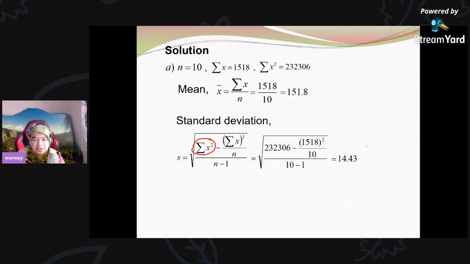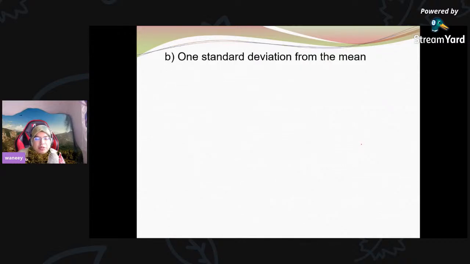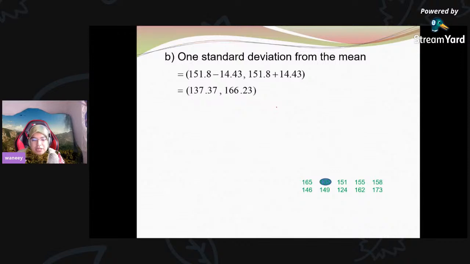Okay, hopefully done. If you still haven't calculated everything yet, please pause the video. Okay, the next one. One standard deviation from the mean. So I'm going to add one standard deviation and then minus one standard deviation from the mean. So 151.8 minus 14.43 and then 151.8 plus 14.43. So the interval is from 137.37 until 166.23. So based on the data that we have earlier, which is the 10 patients, do see which one is outside of them.